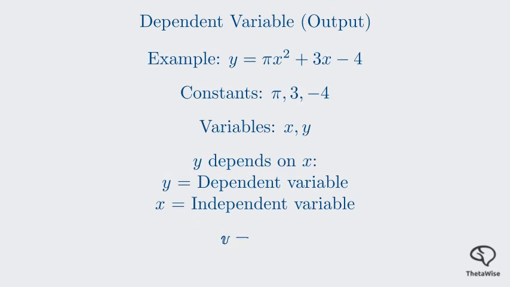Since y is dependent on x, we can say y is a function of x. This is often written in function notation as y equals f(x). This notation f(x) simply means the dependent variable, or the value of the function, depends on x.